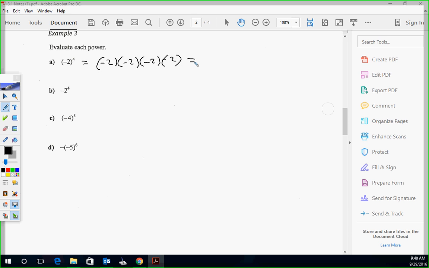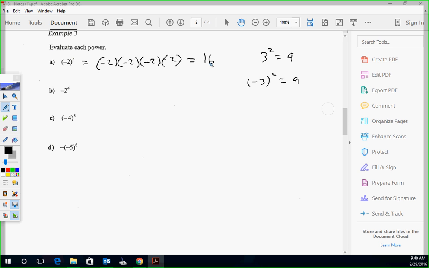Does that make sense? This is another, like a little smaller example. If I have 3 squared, that's 9. If I have negative 3 squared, that's also 9. Because they're both even powers, they both end up being positive. So here is 16, because negative 2 times a negative 2 is a positive 4, times a negative 2 is a negative 8, times a negative 2 is a positive 16.